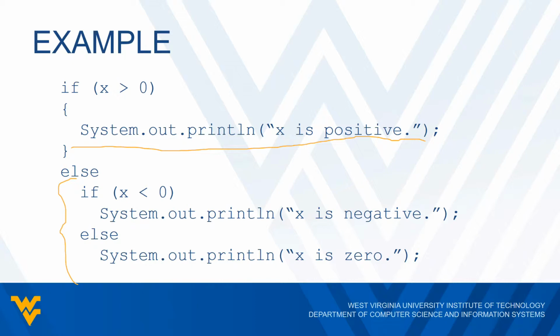We say if x is less than 0, then we'll print out the line x is negative. But if that is false, then our only option is, if x is not greater than 0 and x is not less than 0, then it must be equal to 0. So we can just print out the statement x is 0.